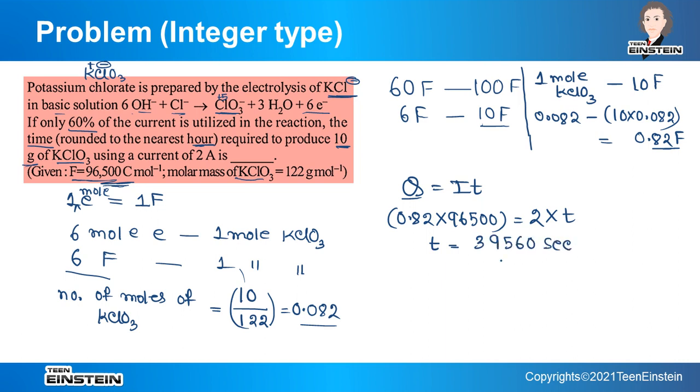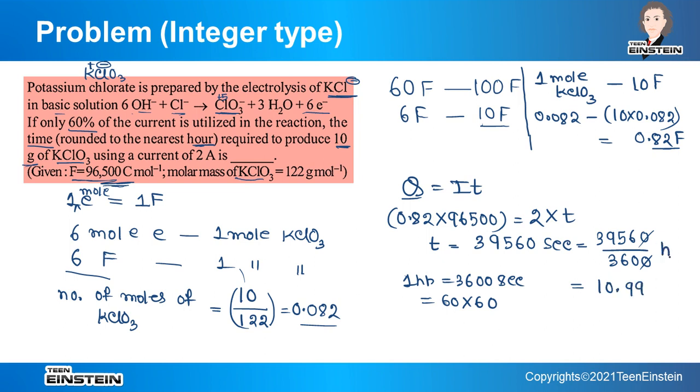39,560 second. We know that 1 hour is basically 3600 second. That means it is 60 into 60. So if we convert this second to hour, we will divide it by 3600. So it will be about 10.99 hour. It is mentioned rounded to the nearest hour. That means ultimately the value will be 11. So it's 11 hour. So this is an integer type of problem where the final answer is 11.